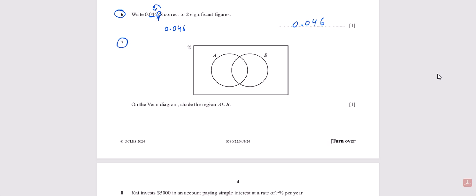Question number 7. This is a diagram. On the Venn diagram, shade the region A union B. A union B means that all the numbers are added. This shaded these areas only.